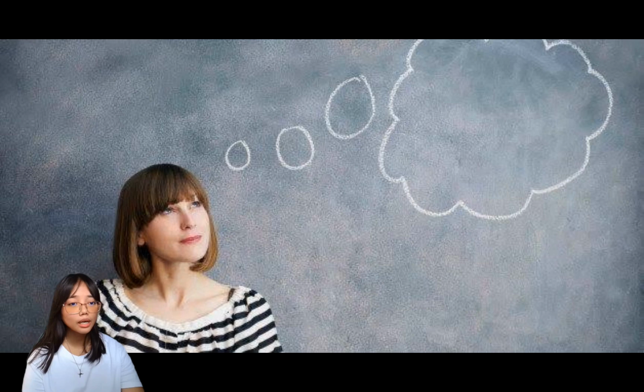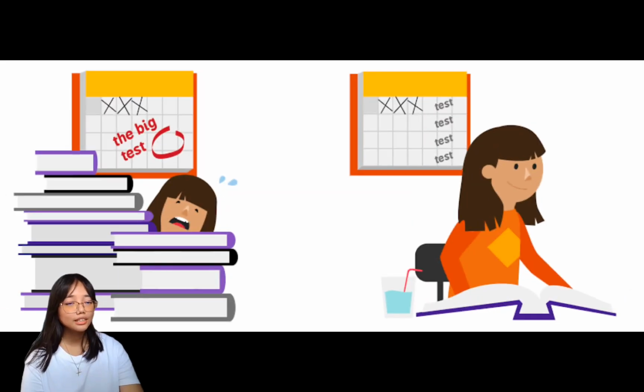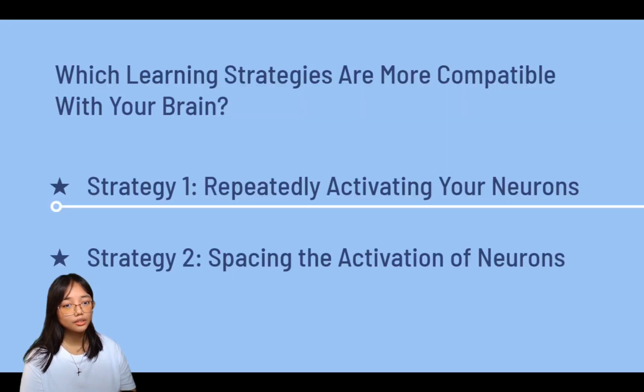So one way to space the activation of the neurons is to use the spacing effect. This learning strategy is based on the idea that we are more likely to learn something if we study it several times over a long period rather than trying to learn it all at once. So, for instance, if you are trying to learn a new skill, you might practice it for a short time each day rather than trying to learn that skill all at once in one day. This will allow your brain to process it and consolidate that skill more easily.